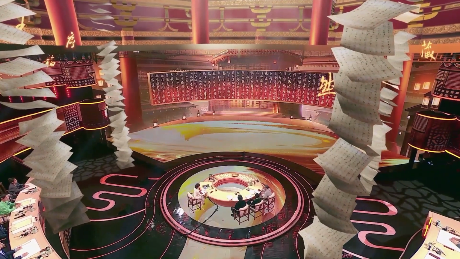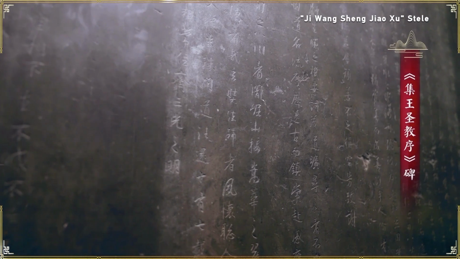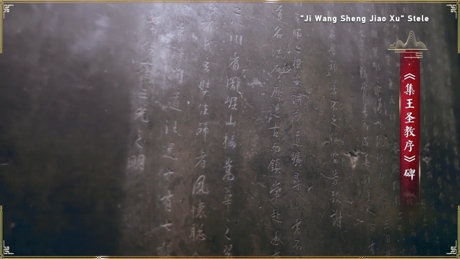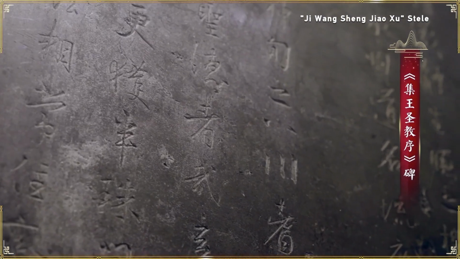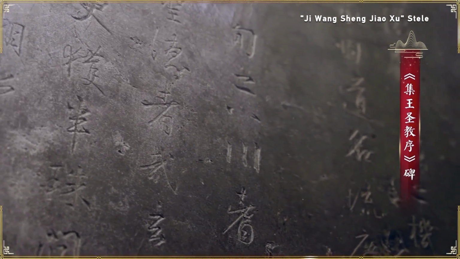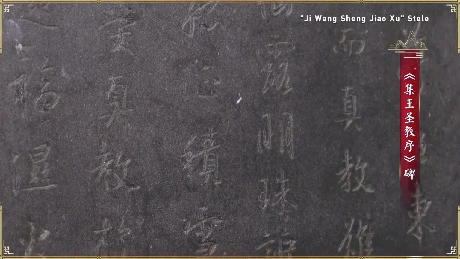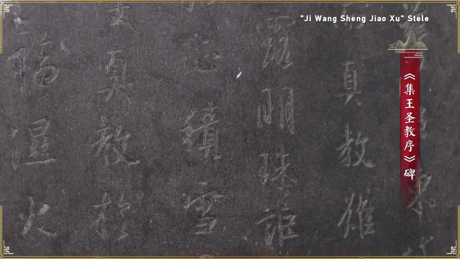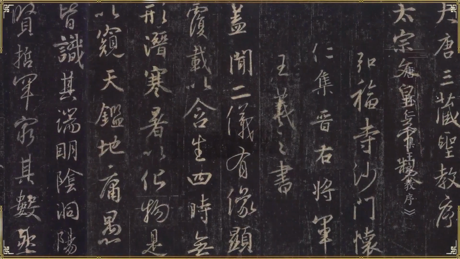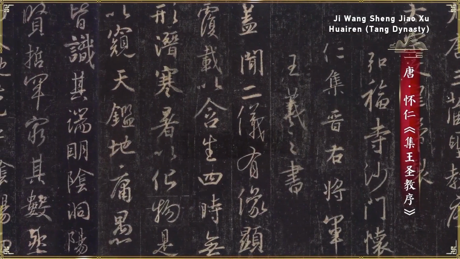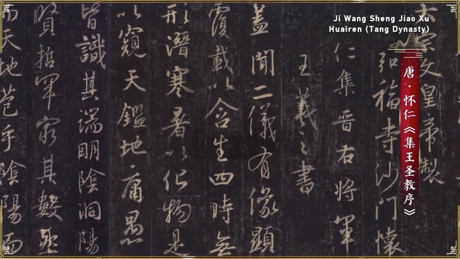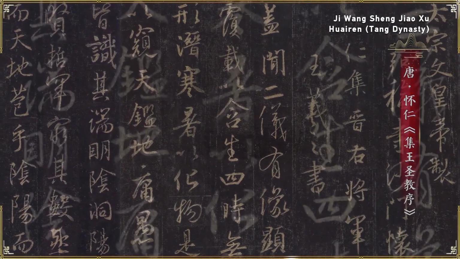From a professional perspective, how do you view the Jiwang Shenjiaoshu stele, Professor Chen? First of all, it has its cultural value. It later became one of the most classic works in the history of calligraphy, especially in the running script. Speaking of the Jiwang Shengjiaoshu itself, it is a copied work. Wang Xizhi's original works were largely lost. The compilation of the Jiwang Shengjiaoshu precisely preserved a lot of information about Wang Xizhi's calligraphy.